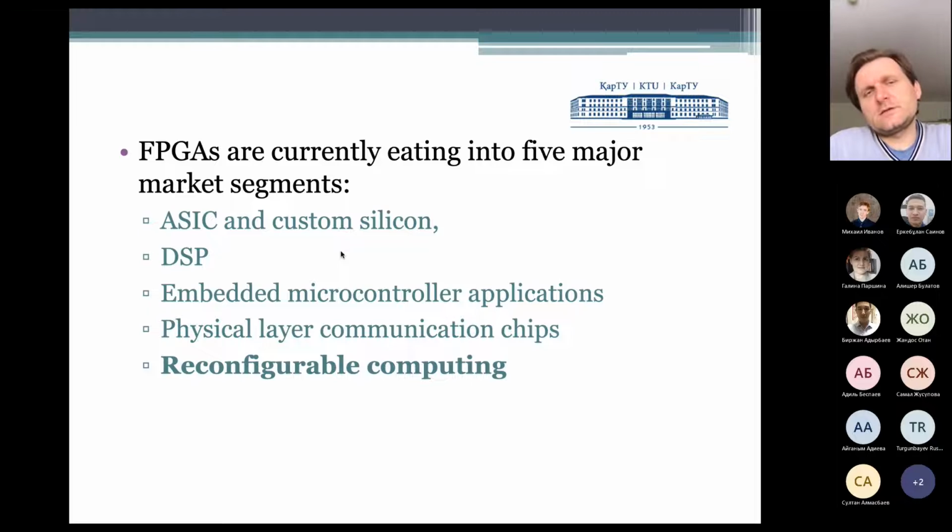Next market segment is digital signal processing. Digital signal processing, for example, for audio systems, for example, for video systems. Everyone uses audio equipment. Every one of us here listens to radio, hears music, and we may change the properties of that voice in an easy way by signal processing.